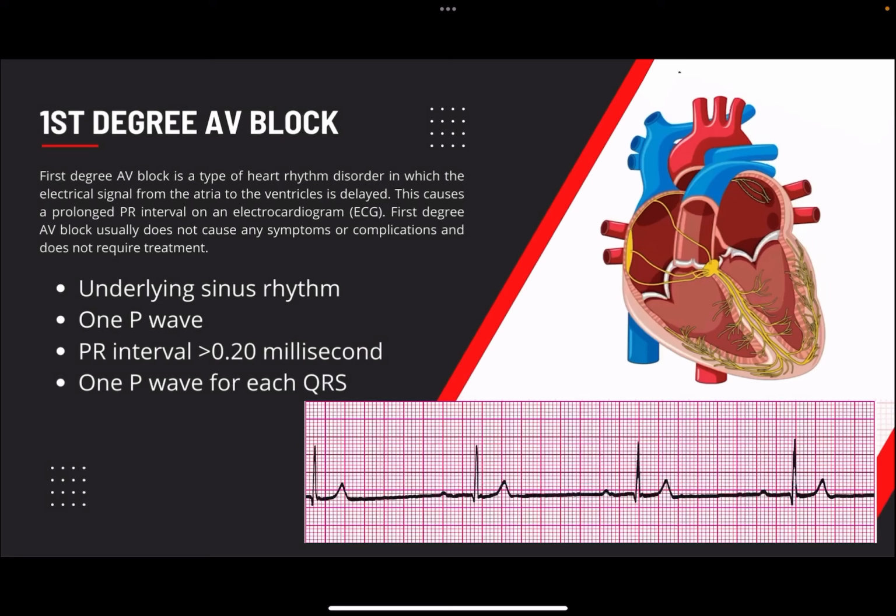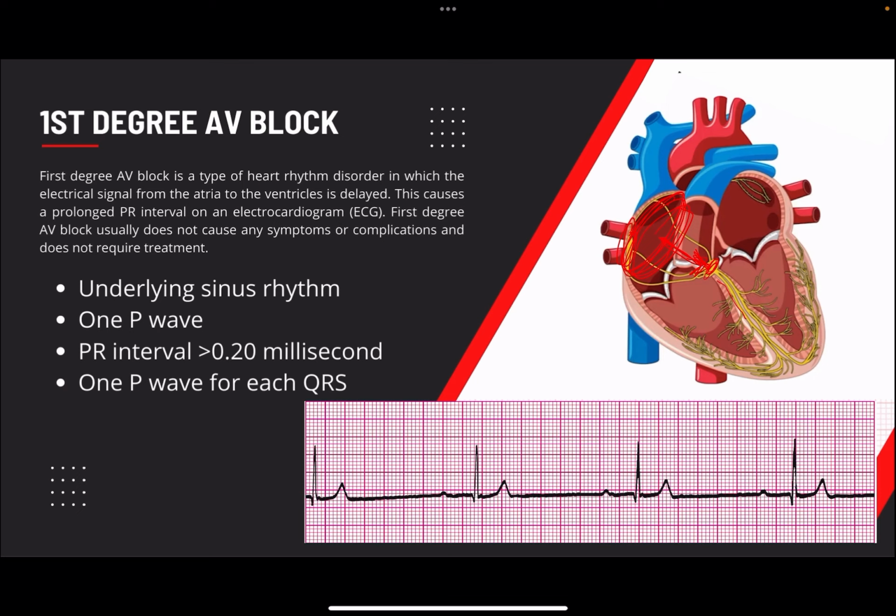Okay, now we'll proceed with first degree AV block. So first degree AV block is a type of heart rhythm disorder in which the electrical signal from the atria, from here, is delayed going to the ventricles. So this is the AV node, this is the SA node. So there's a delay going to this area right here. So it looks like there's an underlying sinus rhythm.